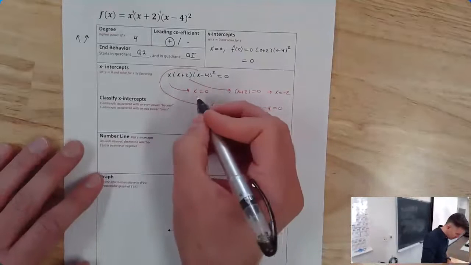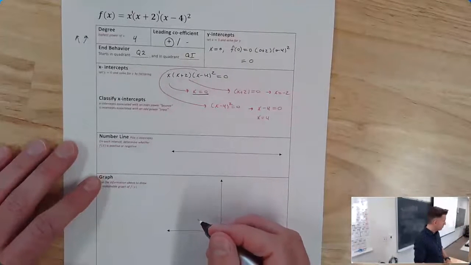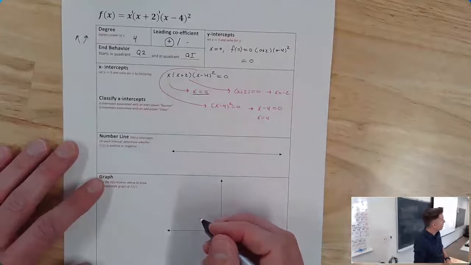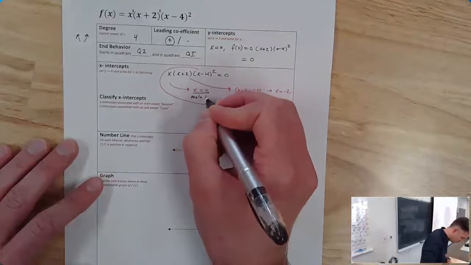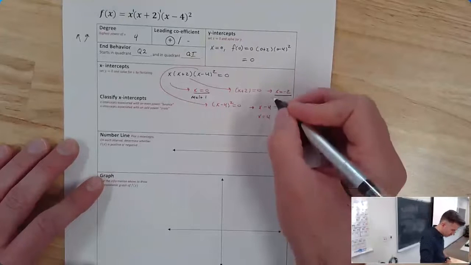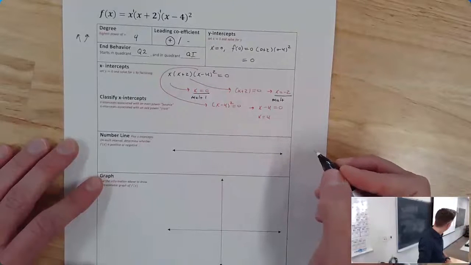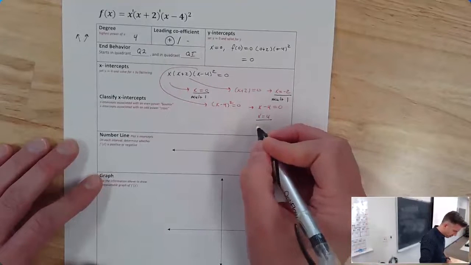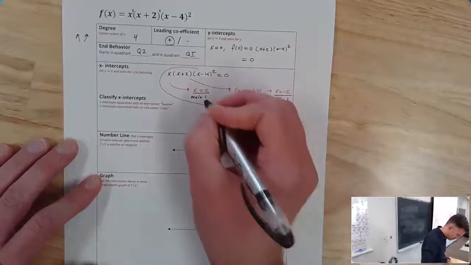Okay, x equal to 0. What's the multiplicity on that one? Or, in other words, what's the power on that factor? 1. And how about for x equal to negative 2? What's the power on that factor that it came from? Also 1. And for a change of pace, for x equal to 4, what's the power or the multiplicity that was on that factor? Yeah.